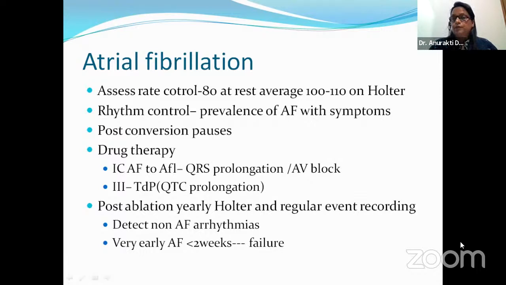If very early after AF ablation, within 2 weeks, you are seeing again atrial fibrillation on AECG, it means a failure of your ablation. You need to redo the procedure.